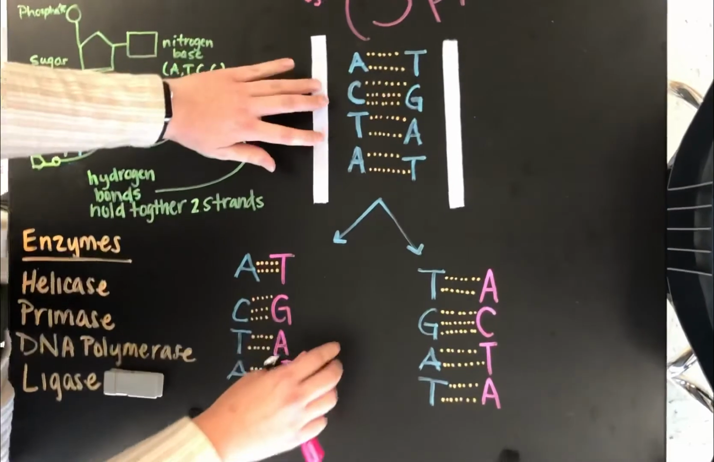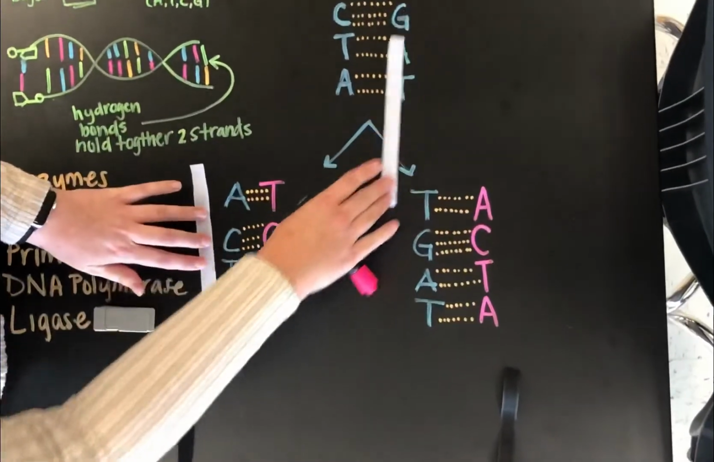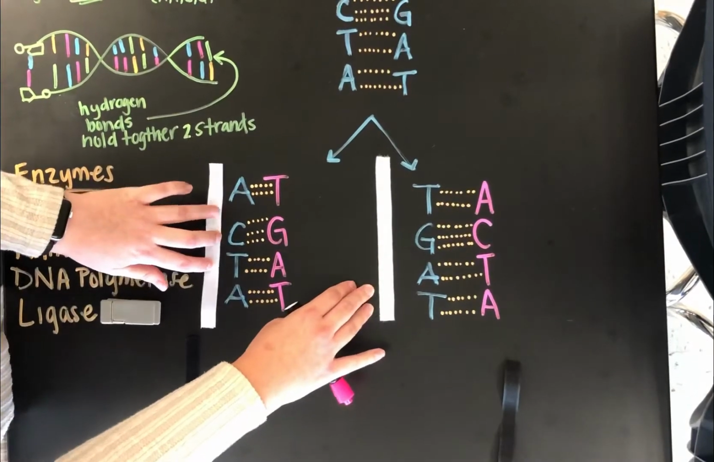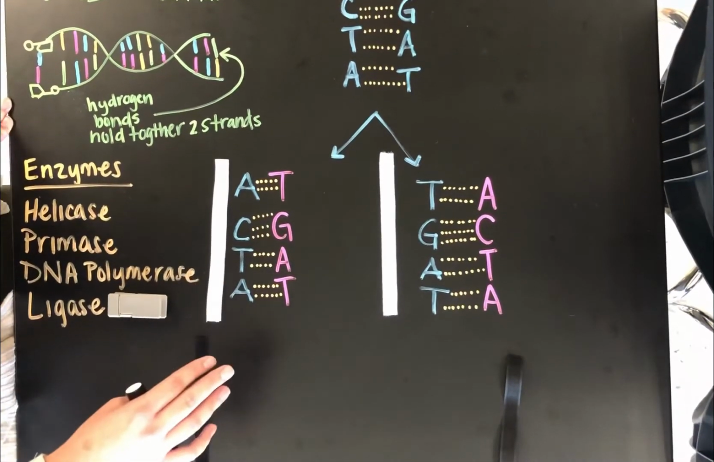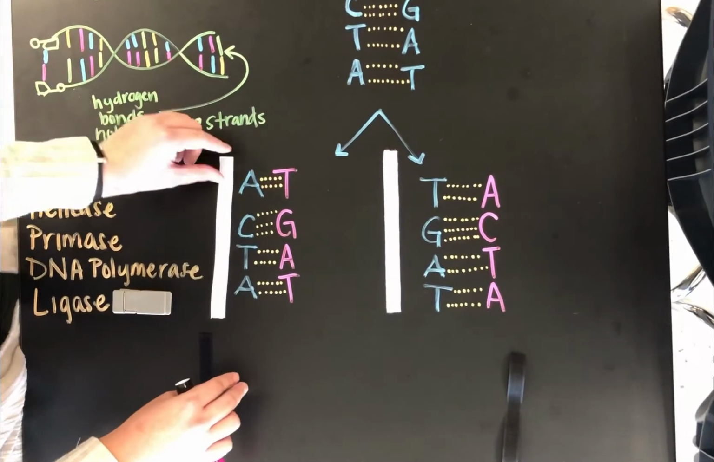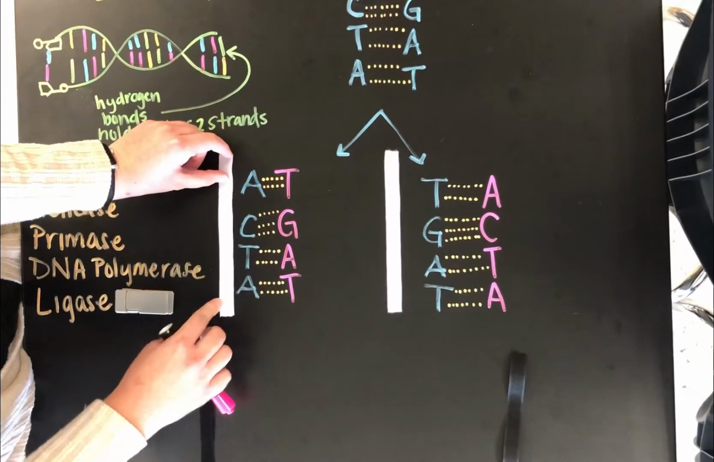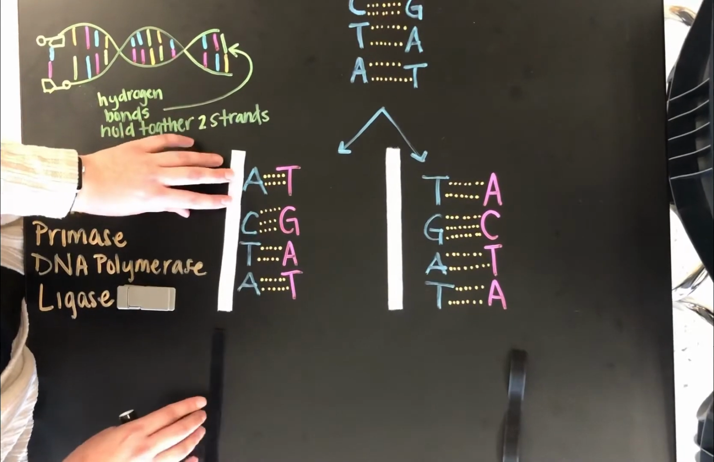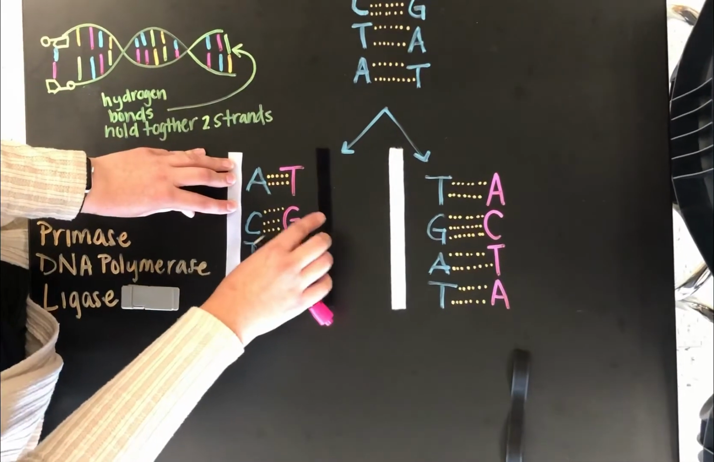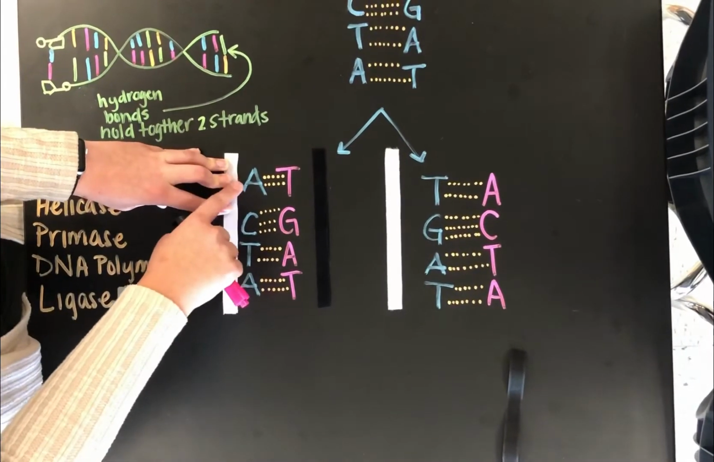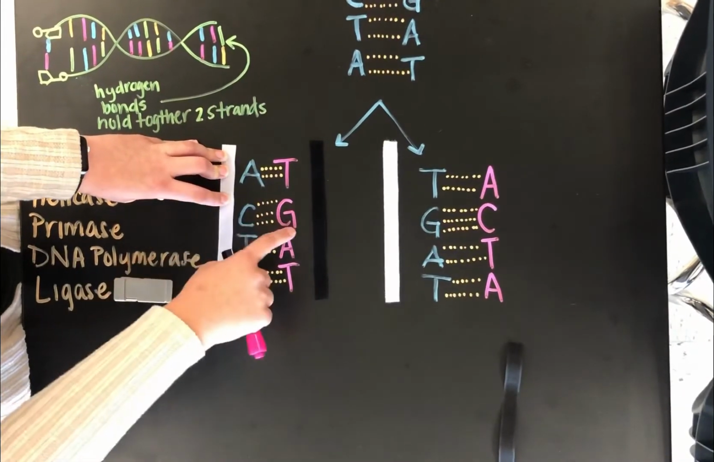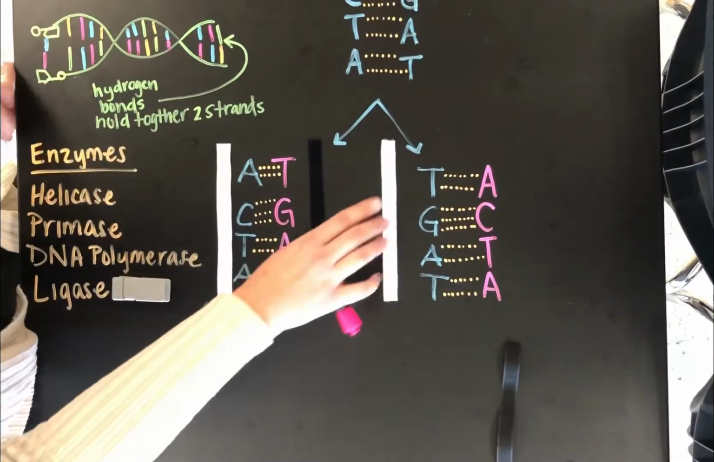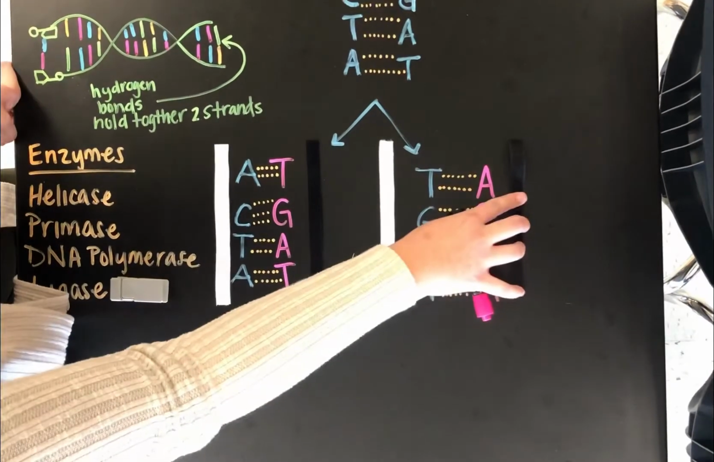The next thing you'll do is you'll take these 2 strands, and these are our original template strands, and they're going to bind with new complementary strands. So primase will come in and prepare that strand, and then DNA polymerase will come and add bases to the opposite side. So then adenine pairs with thymine with 2 hydrogen bonds, cytosine with guanine with 3 hydrogen bonds. It'll do the same for our opposite template strand.